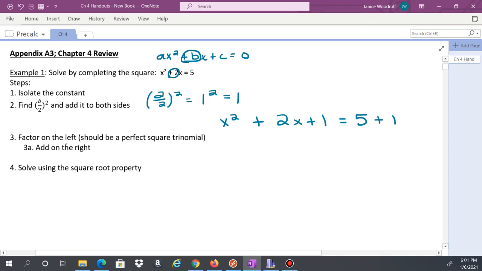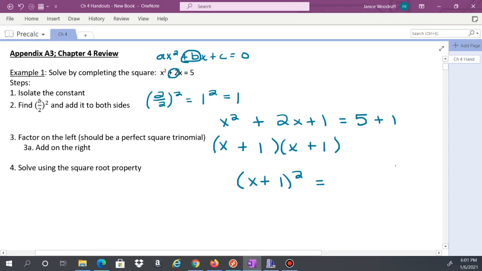Then our next step is to factor on the left. When I factor on the left, I should have a perfect square trinomial, meaning that the numbers here are going to be the same. So I have x and x, and I want to know what multiplies to 1 and adds to 2. We only have one thing that multiplies to 1, which is 1 times 1, and 1 plus 1 happens to be 2. So this is x plus 1, x plus 1. The way we want to write this, however, is x plus 1 squared, because we're writing it twice.